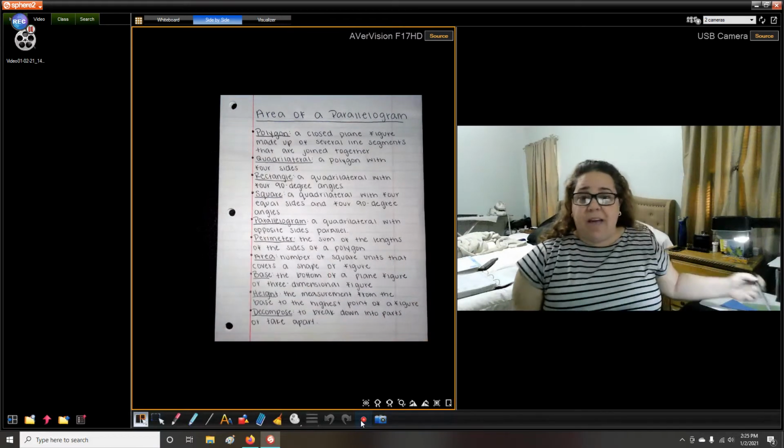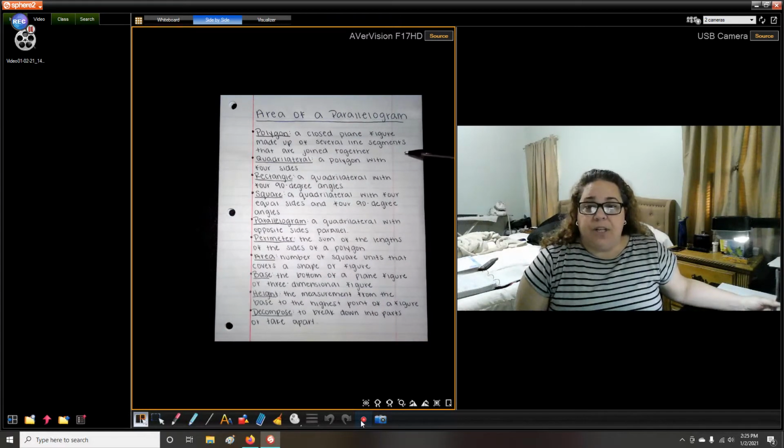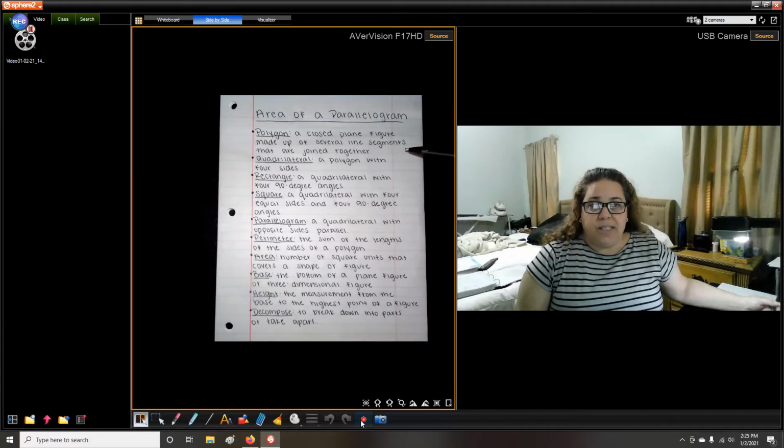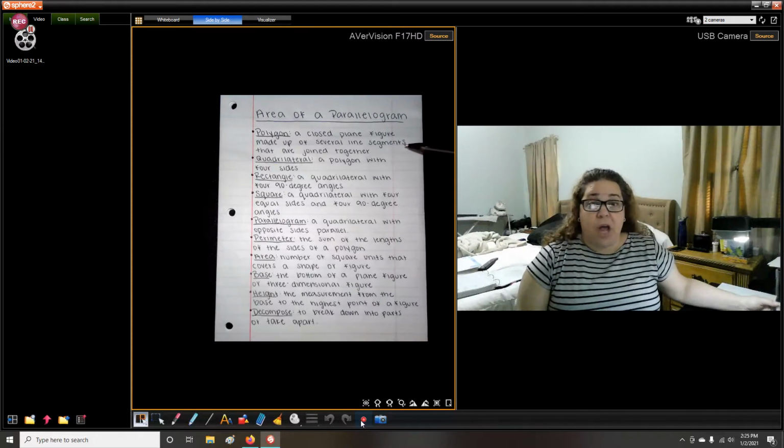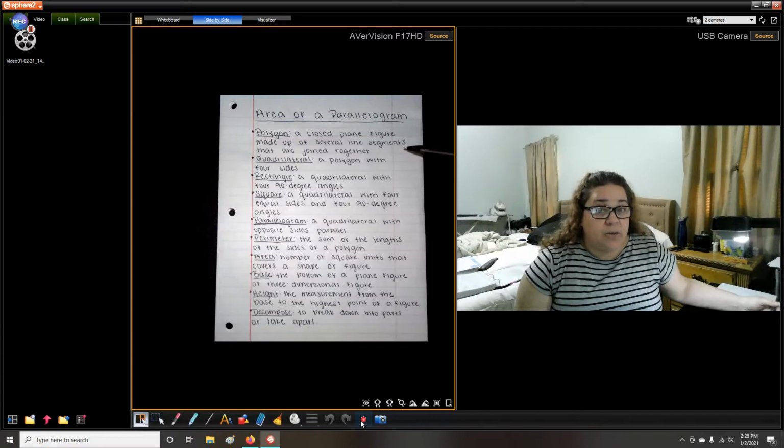So first we have polygon. A polygon is a closed plane figure made up of several line segments that are joined together. Some examples of polygons could be a triangle, a square, an octagon. All of those are closed shapes. Could be a hexagon, a rectangle, a parallelogram. Alright, so that's a polygon. It's a closed shape.